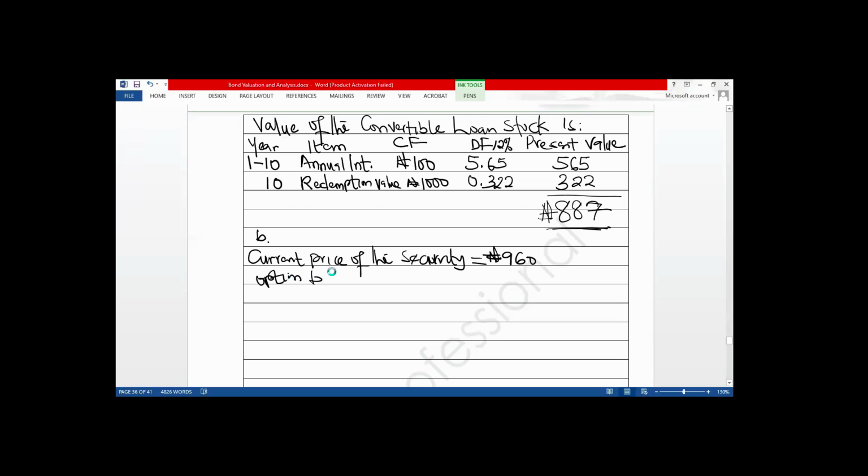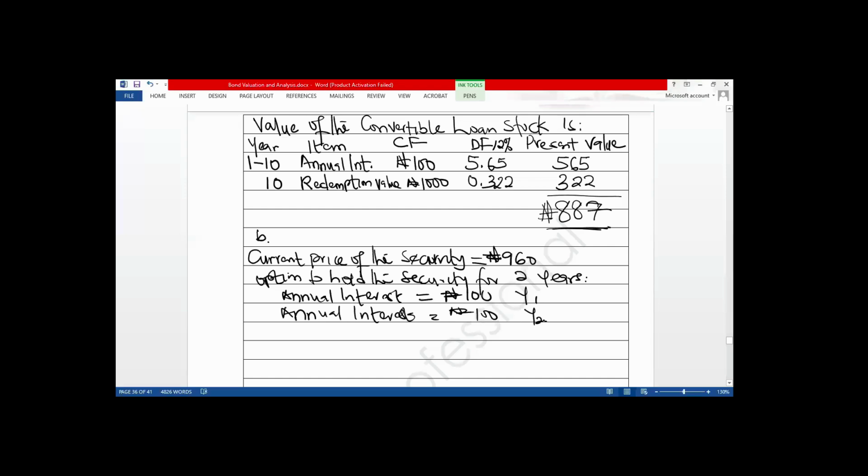Option to hold the security for 2 years. In this case, if you hold it for 2 years, you are going to get annual interest, which is equal to 100 naira in year 1. Then you are going to get annual interest again, which is equal to 100 naira in year 2.